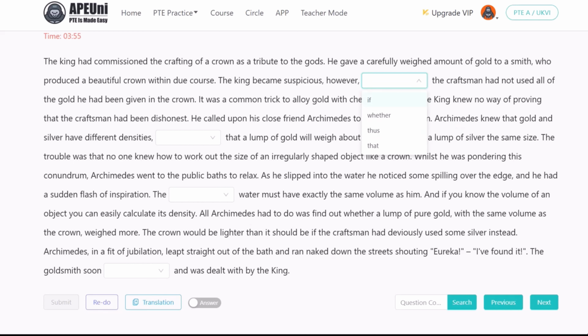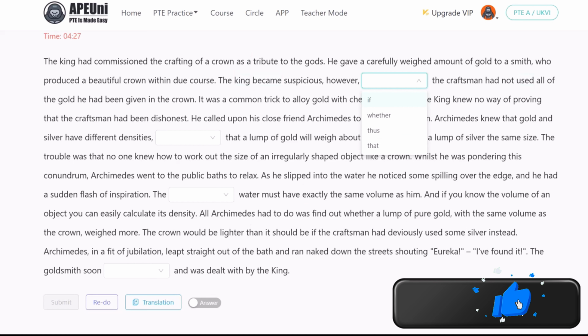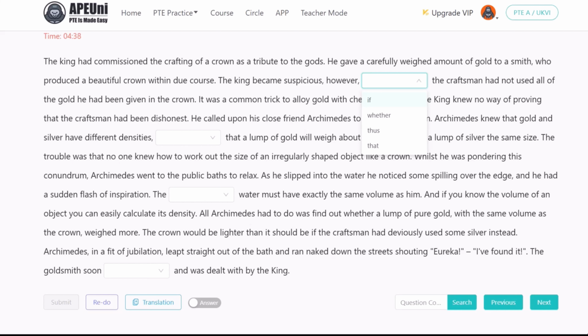Next one is thus. Thus indicates a result or conclusion. The craftsman used less gold, thus the crown was lighter. It doesn't suit the context because the sentence is not describing a result. Now the last one is that. That introduces a statement or belief held by the king, aligning with his definitive suspicion rather than a question or doubt. So that is often used to report thoughts, beliefs, or statements as facts. She suspected that he was hiding the truth. He believed that the work was incomplete. So that is the correct answer here.